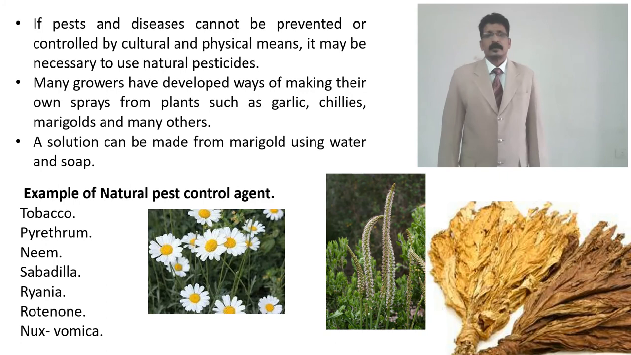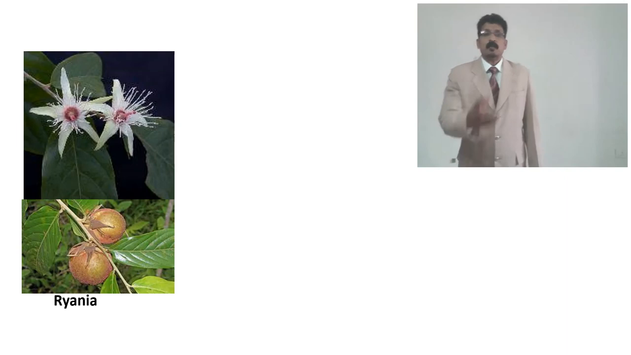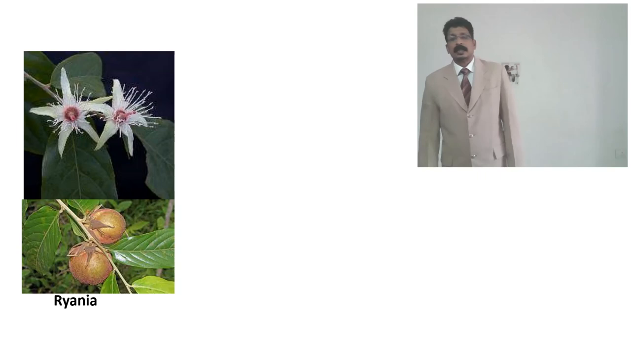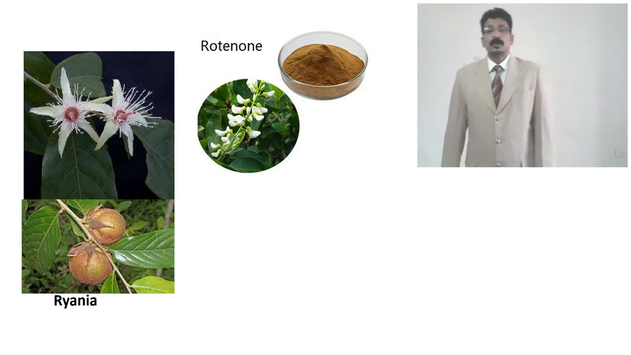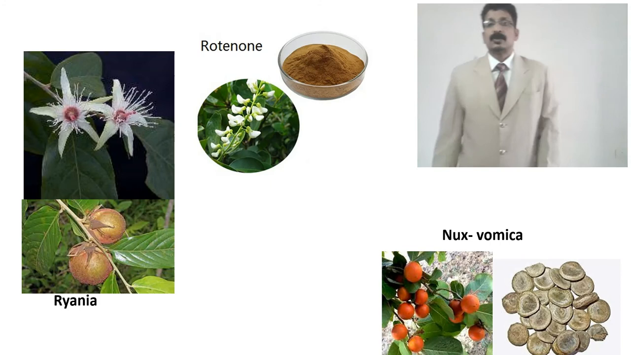And you can see this is the Ryania plant flower, and the fruit is like this, which is also used, which I showed in the previous slide but was unable to show the picture. And this is about the Rotenone; a powder can be prepared. This is the flower type, the Rotenone flower. It is also available, Rotenone, which is also used as a pesticide. And Nux vomica: the Nux vomica fruit is like that, and the seed is also used for various pesticide action, a natural pesticide compound.